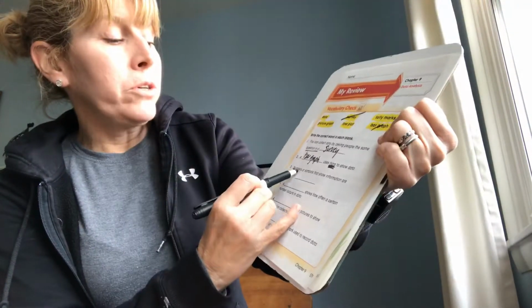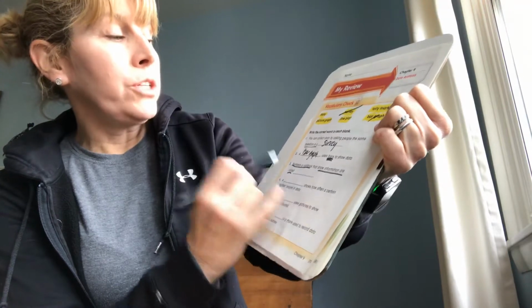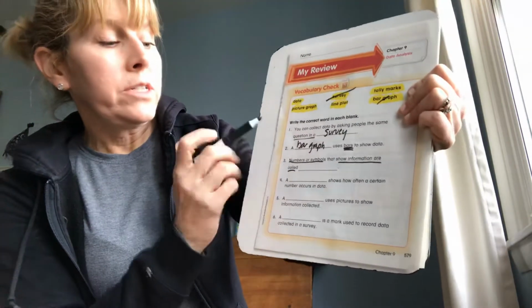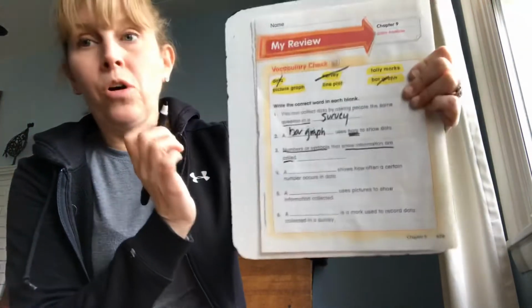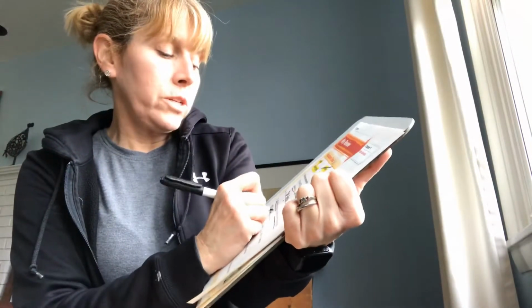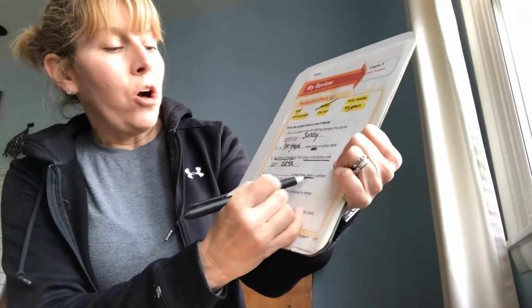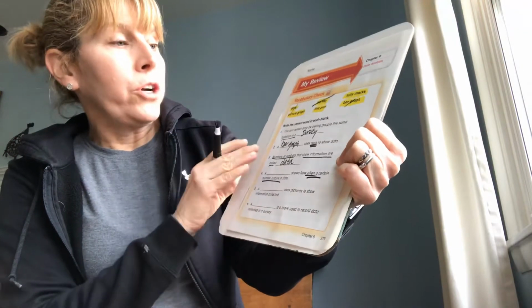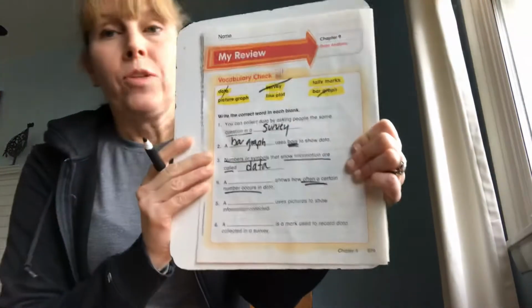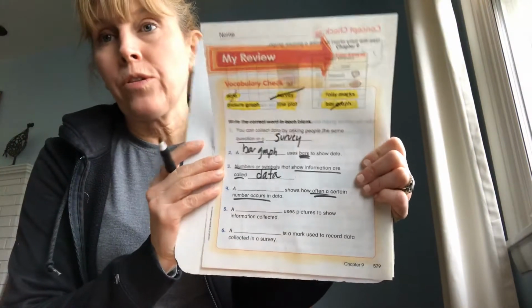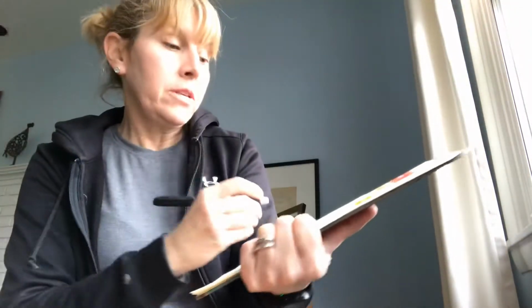Number 3, numbers or symbols that show information are called data. That's what we've all been doing. This whole unit is looking at data and using symbols to represent it. Number 4, a blank shows how often a certain number occurs. That's what we just worked with. It shows how often it happens. That is a line plot.